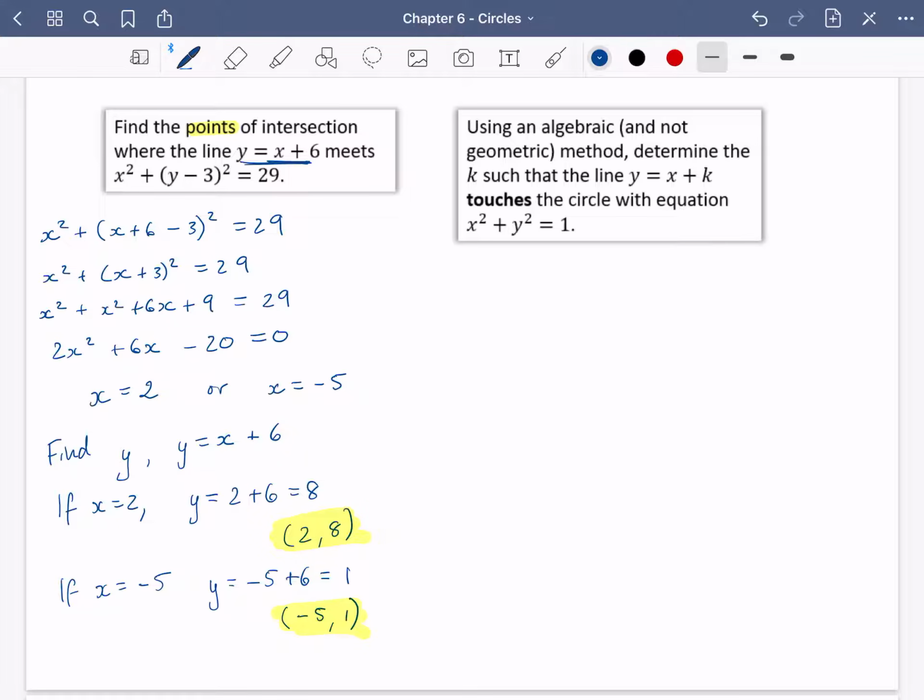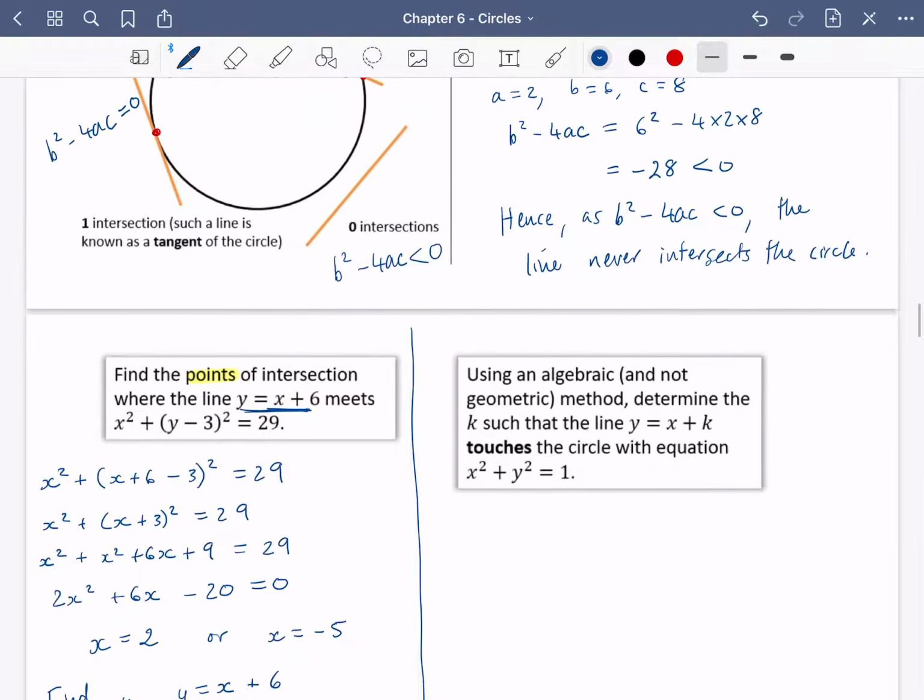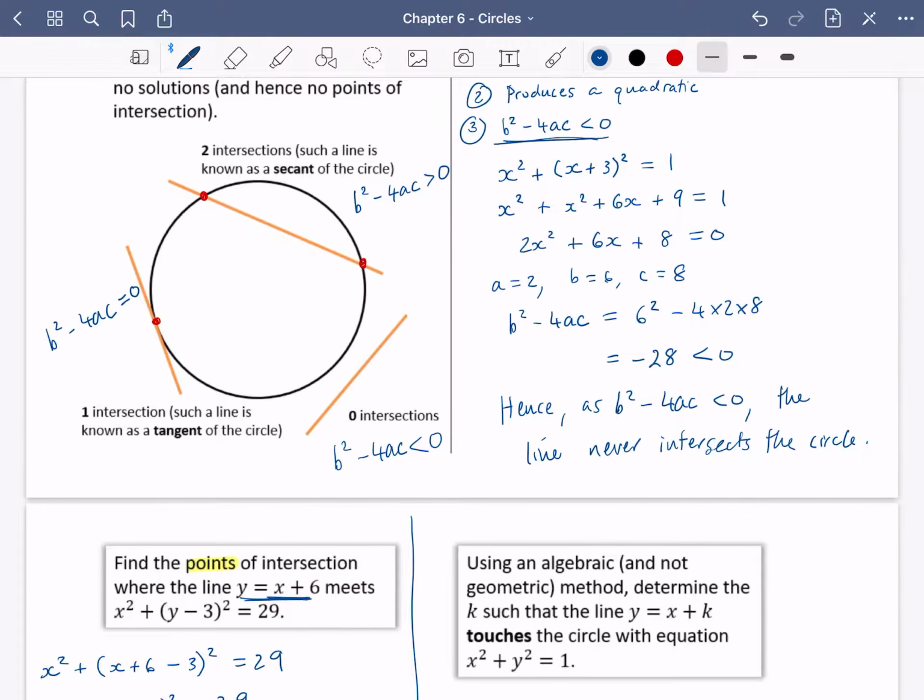Okay, let's have a look at the question that I've got on this side. Using an algebraic and not geometric method, a geometric method would be through drawing diagrams, determine the k such that the line y equals x plus k touches the circle with equation x squared plus y squared equals 1. Okay, so I just want you to think to yourself, if it just touches the circle, what do we know about the discriminant? Okay, hopefully you know that the discriminant is going to be like this.